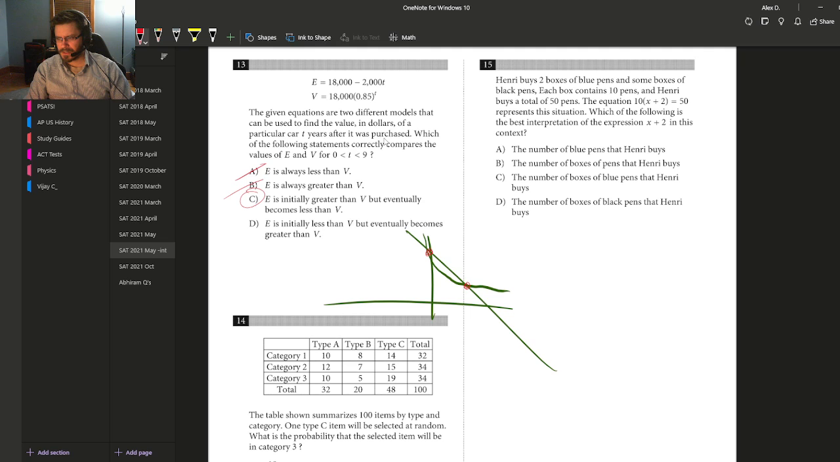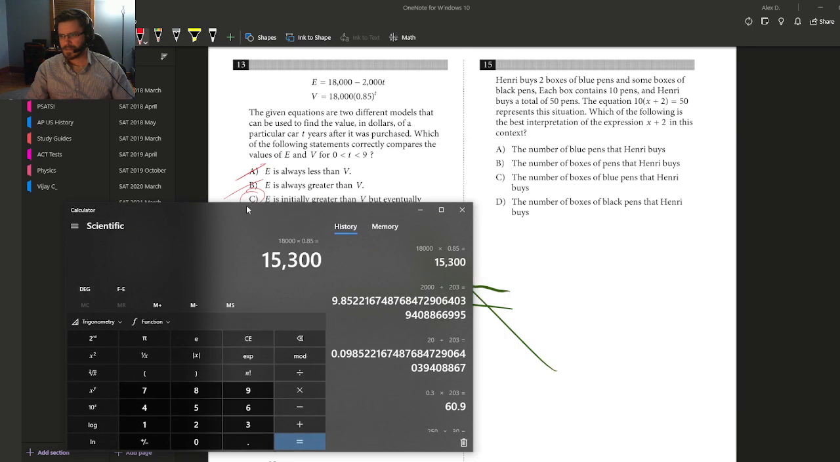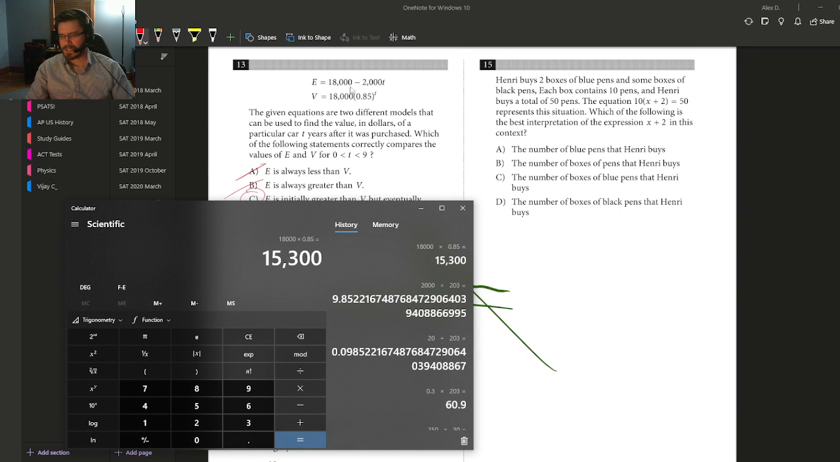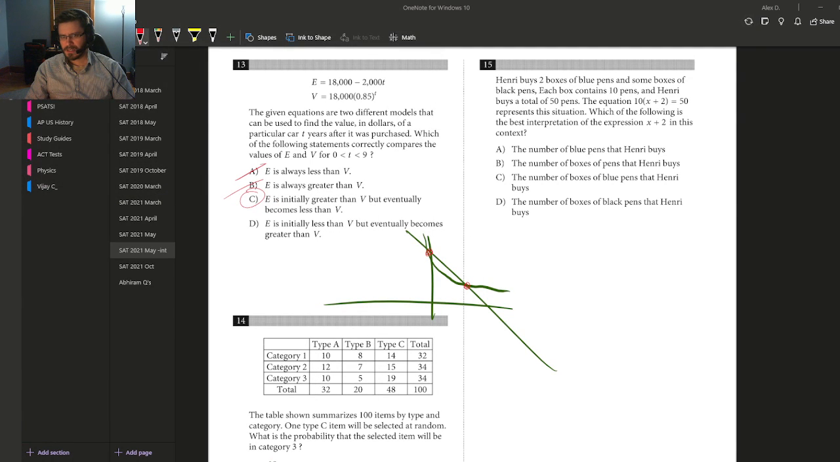Particular car after T years. I'm going to find 85% of 18,000. If I do that, I get 15,300. So the exponential function is less than the linear function, because that would just be 16,000. And so the linear is indeed less than.